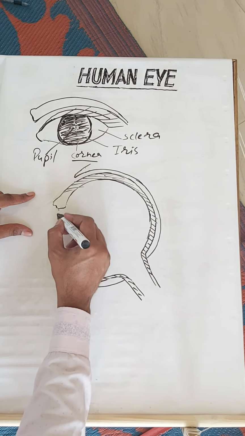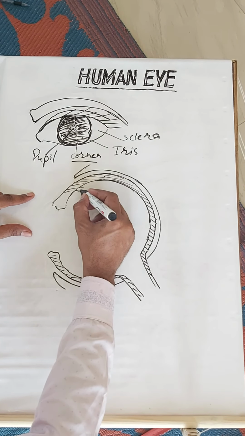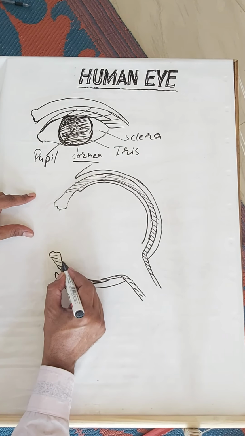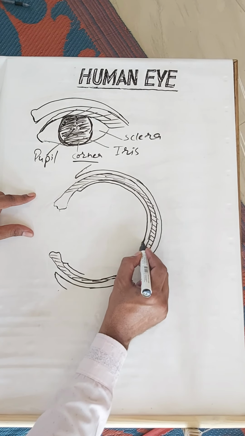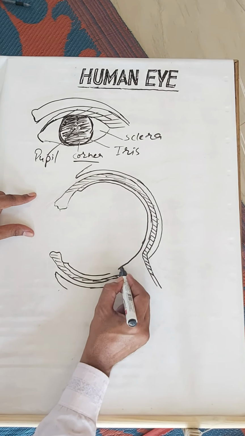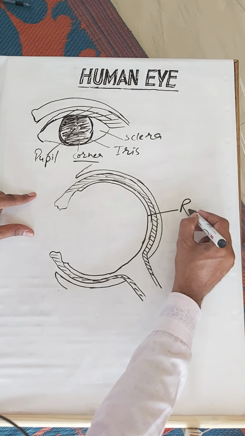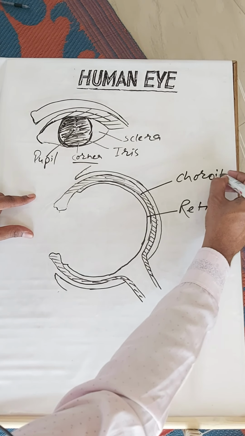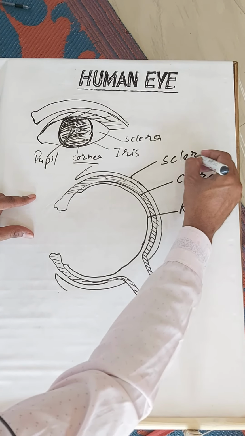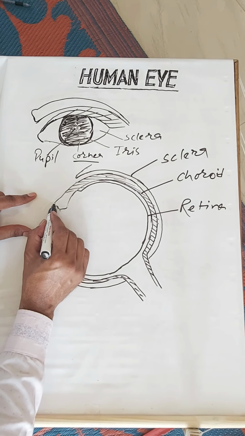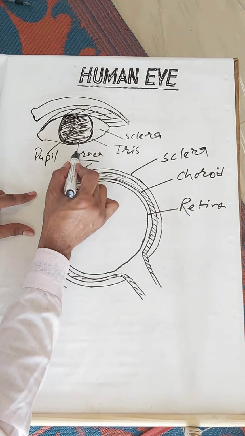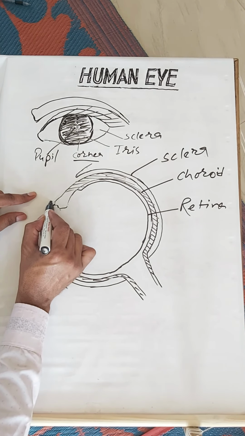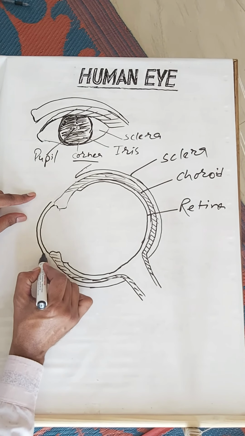Okay, and the innermost layer, the most sensitive layer and most important layer, what is this? This is retina. Retina is the screen of eye at which image is formed. Retina. Middle portion, choroid. Outermost, sclera. Okay, the front part here, what is this? Cornea. The front portion is cornea, like this. You can easily draw this.